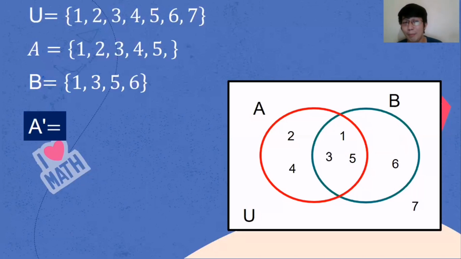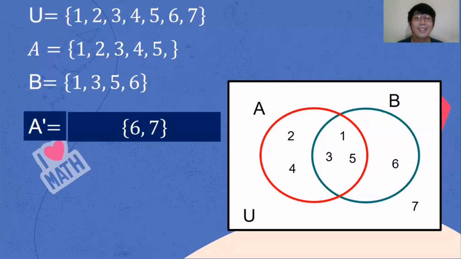When we say A complement, anong meron ang universal set na wala kay A? So ibig sabihin, itong mga elements na ito hindi po kasama kay A complement kasi nakapalibot siya kay set A. Pag sabi mong A complement, anong meron sa universal set na wala kay set A? And those elements are 6 and 7. Very good.